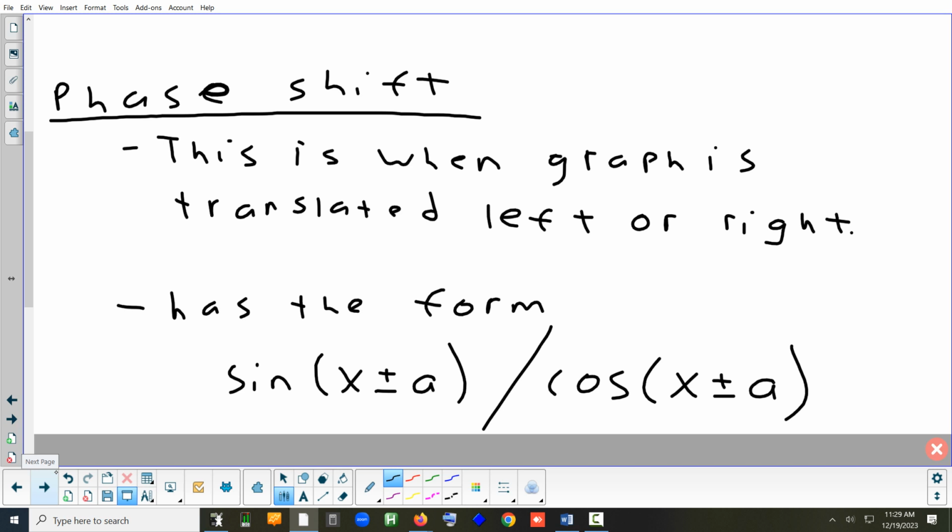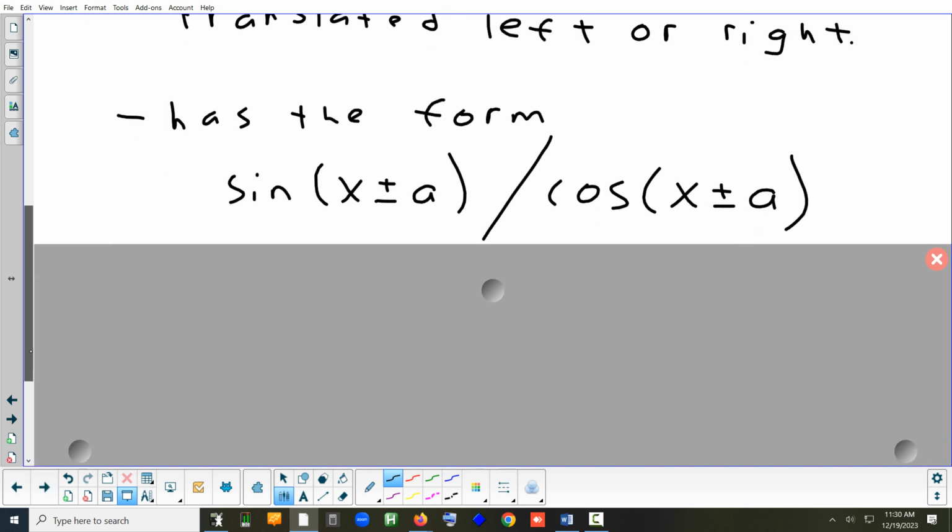Yep. Now, a technically can be anything, but since the x-axis represents an angle, generally a is a nice number. Like it's usually a 30, 45, 90, 180. It's usually something like that. But remember, you can shift by any amount you want. You could shift it by 12 and a half units if they wanted you to. It's generally a nice number.